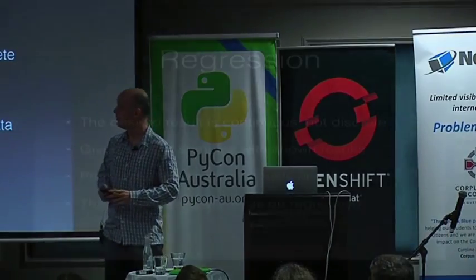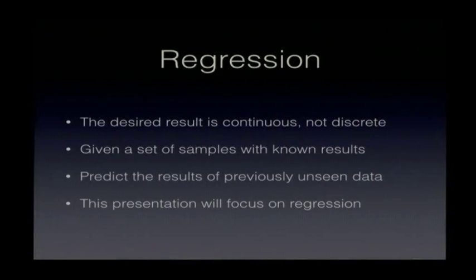In a regression problem, the desired result is not a class, but a number, usually a real number, right? So it's like predicting the result of a function. You're given a set of samples, again with known results, and you want to predict the results on previously unseen data. And I'll be focusing on regression in my presentation.